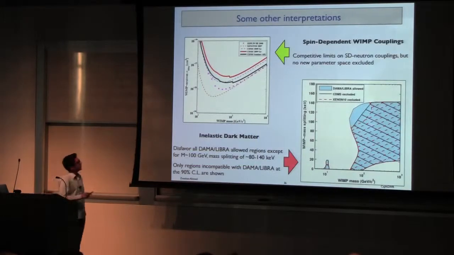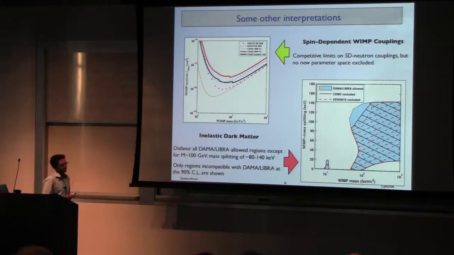We can also do some other things. So that was a spin-independent component of the interaction. So that was a spin-independent result. So we can also set a limit on the spin-dependent coupling. So that's what we end up getting. Competitive, but not excluding any new parameter space. Now this is interesting.